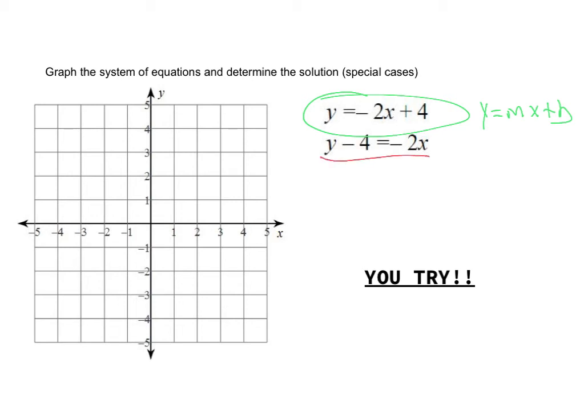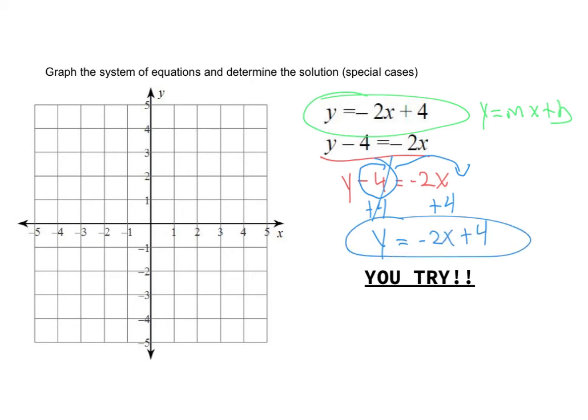However, you might have an equation that's not in slope-intercept form, like y minus 4 equals negative 2x. What we could do is solve for y to get it in slope-intercept form. In order to solve, we need to get rid of that minus 4 and move it over to the other side. So I'm going to add 4 to both sides. Now y equals negative 2x plus 4, and now it's in slope-intercept form, which makes it really easy to graph. So now, looking at your two equations, please identify the solution to this system.